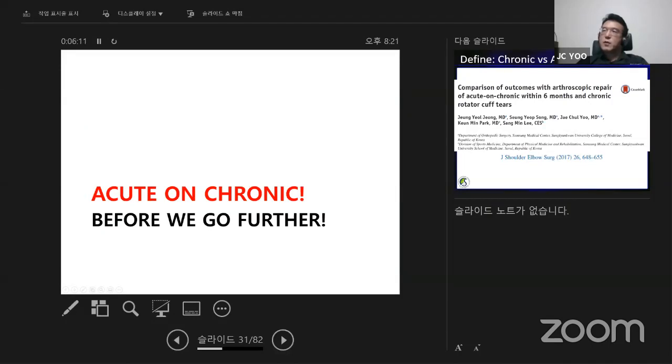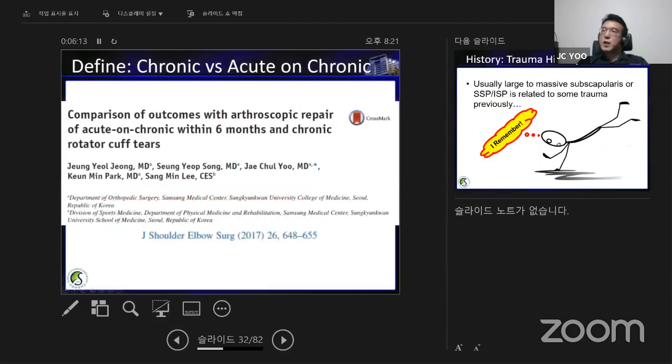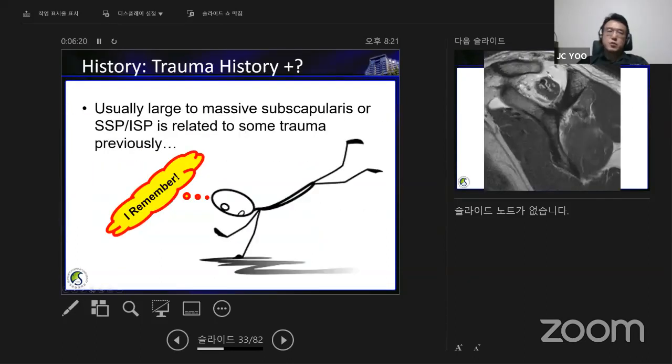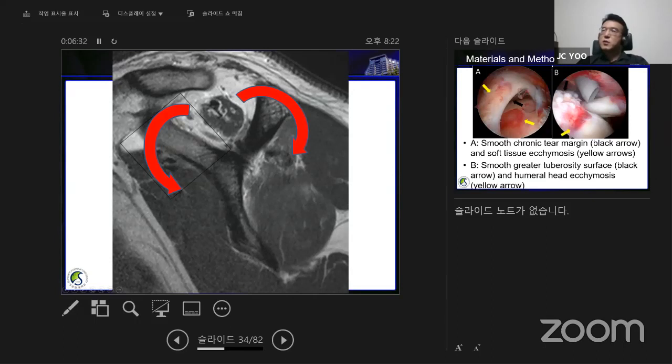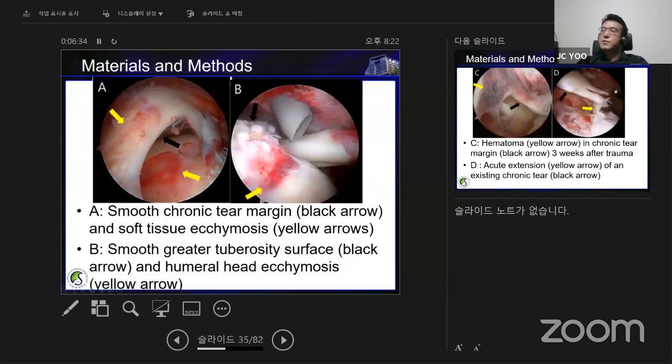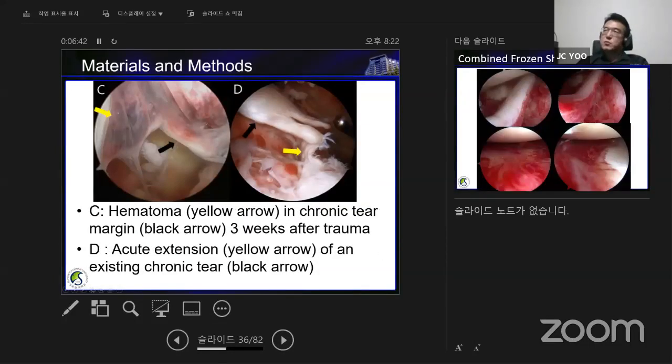Before we go further, I want you to know about acute on chronic cases, because subscap tears have a lot of acute on chronic cases. Usually a massive tear occurs when you fall down with a slight minor trauma, and it goes this way or this way. So this is an acute on chronic tear. This is very typical, but you don't often see it unless you scope them very early. You can see this bruise and tendinous portion. This is an acute on chronic tear.